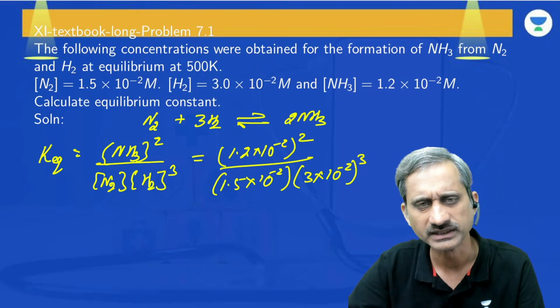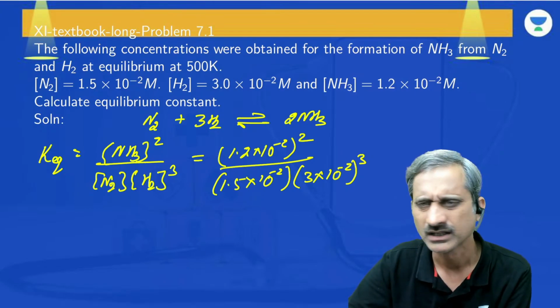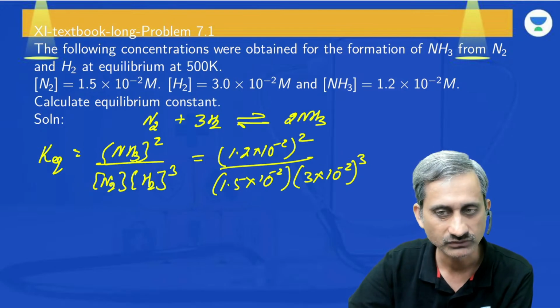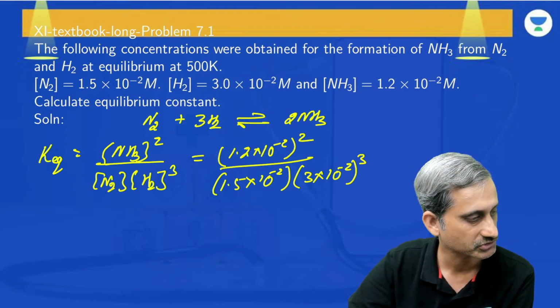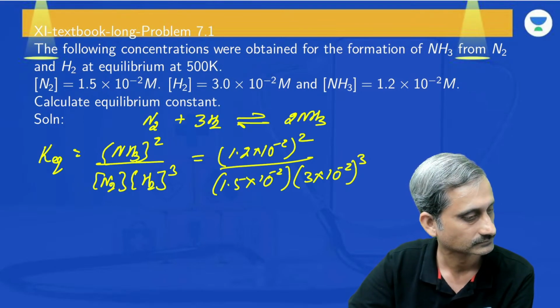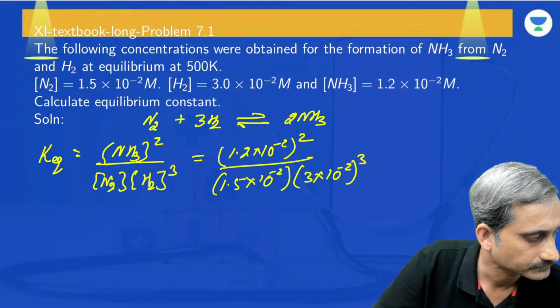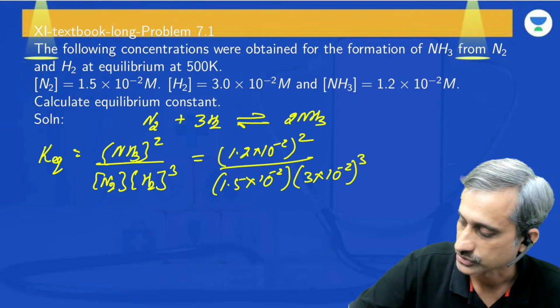I believe somebody told me that the NCERT answer given is wrong. The calculation comes out to be 0.53 and the answer given is 1.06. Isn't it? Something is wrong with the answer. Okay, so any problems with this question? Okay, let's get along with the next question.